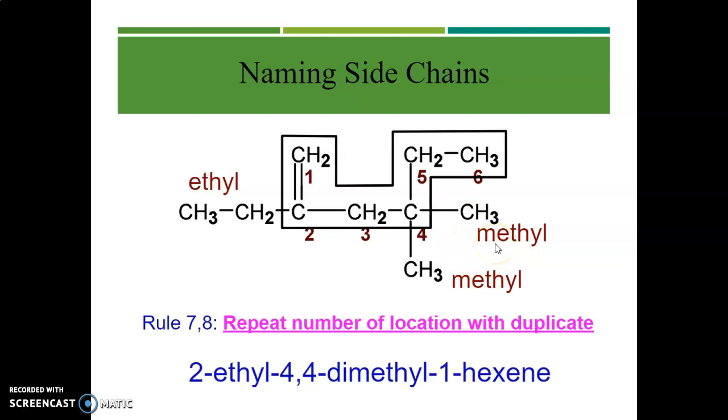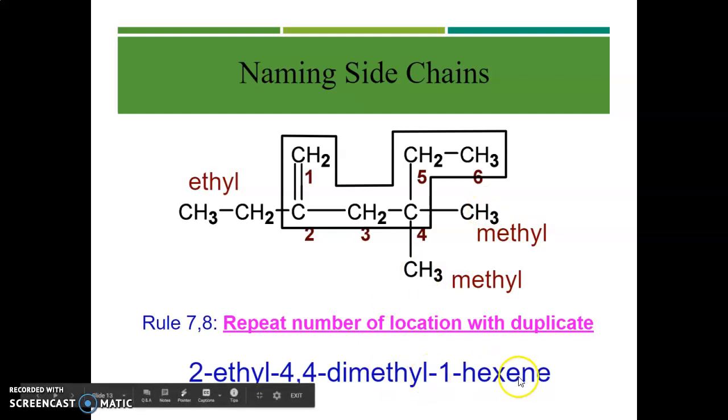dimethyl right there. So the final name in this particular case is 2-ethyl-4,4-dimethyl-1-hexene. Now the 1-hexene is only referring to the double bond portion, right? And that has to be there.